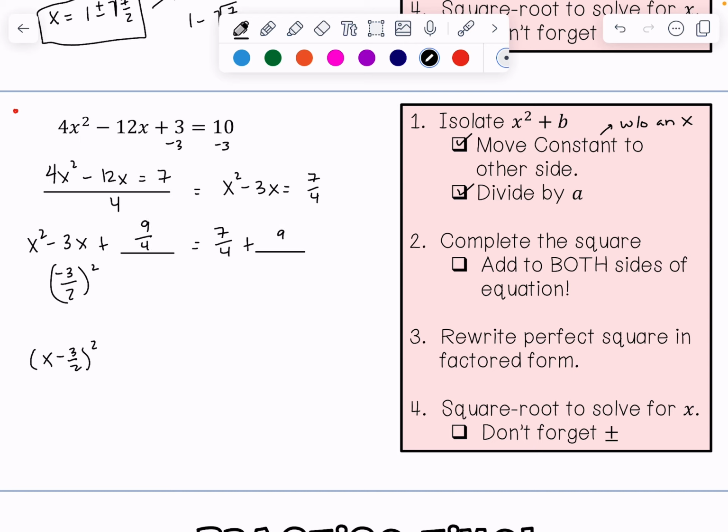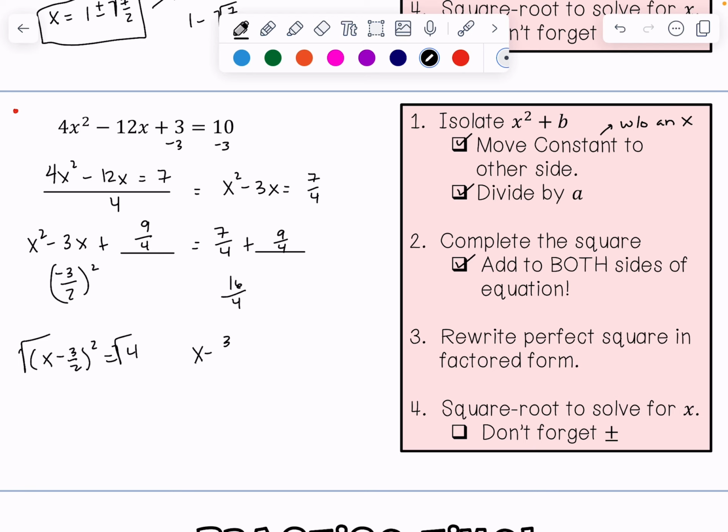I did that. I even rewrote it in factored form, but I do need to simplify the other side. 7 plus 9 is 16. Divided by 4 is 4. That turned out prettier there. I was worried with the fractions can be ugly, but that turned out pretty for us. It simplified. And now we're ready to just go ahead and solve this. So we're going to square root both sides.